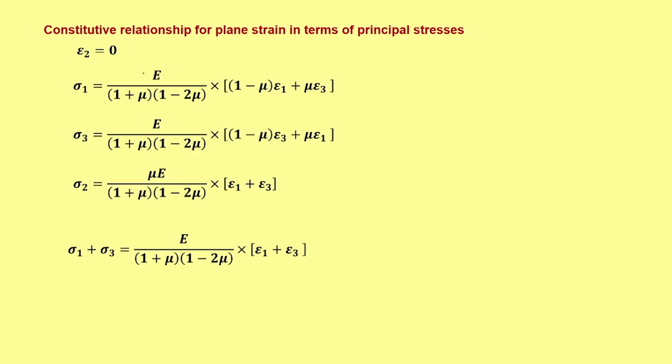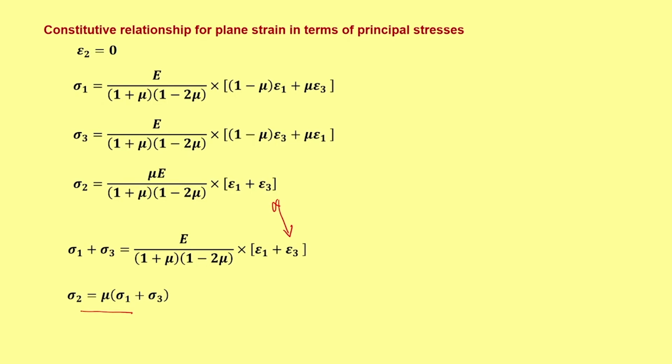And if you take sigma 1 plus sigma 3, you will be left with E by (1 plus mu)(1 minus 2 mu) times (epsilon 1 plus epsilon 3). Now, please compare this equation with sigma 2. It is the same, only this mu is additional here. The remaining E by (1 plus mu)(1 minus 2 mu) into (epsilon 1 plus epsilon 3) is sigma 1 plus sigma 3. So, one can always write sigma 2 is equal to mu into (sigma 1 plus sigma 3).